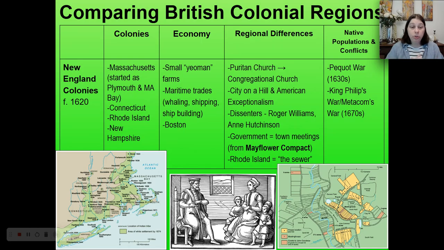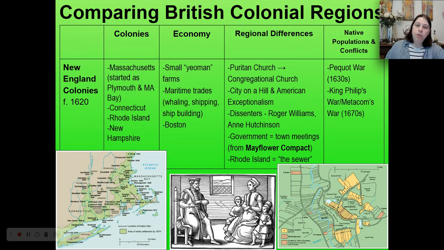Okay. Some more details about New England. Economically, New England is mostly small farms, especially the further inland you go in Massachusetts. These are often called yeoman farms. Y-E-O-M-A-N is how you spell that word. It just means they're owned and worked by a single family. They're not a large plantation.